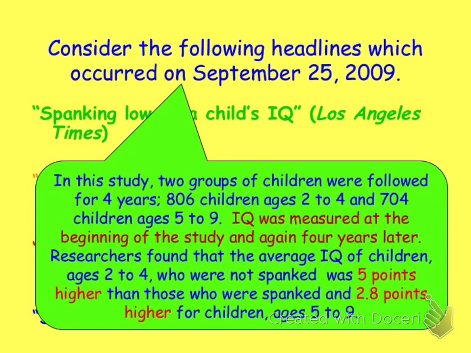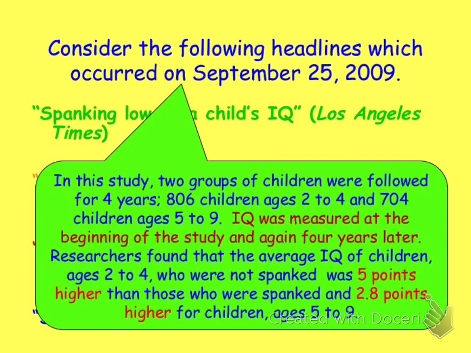So that would be a matched pairs, because why? Because they're the same age. Like I'm giving them, well, I'm doing it twice, I guess. So I'm doing a before and then I'm doing an after scenario. So the IQ was measured at the beginning of the study and again 4 years later. This is a study, it's not even an experiment. So they're not actually even doing anything.